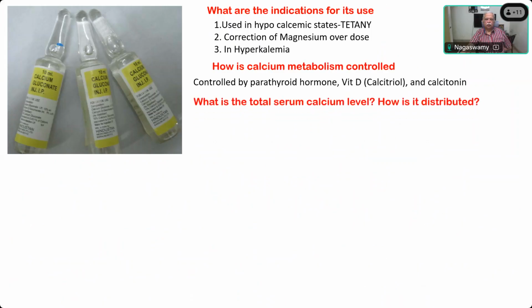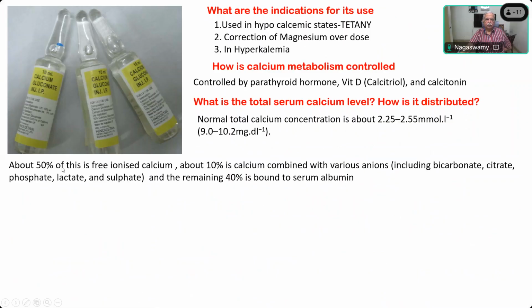Very good. What is the total serum calcium level? How is it distributed in the blood? 8 to 12 milligrams per deciliter. 8 to 12, 9 to 11. 9 to 11. Okay. Millimoles. Any idea about millimoles? It is 2.25 to 2.55, 9 to 10.2 milligram. Distributed: 50% is free ionized calcium, 10% is calcium combined with various ions like bicarbonate, citrate, phosphate, lactate, and sulfate, and remaining 40% is bound to serum albumin.